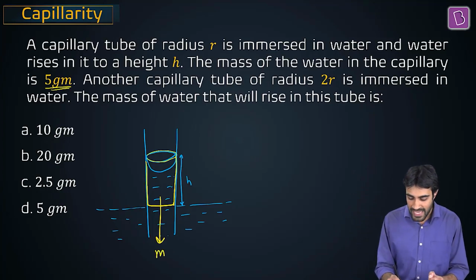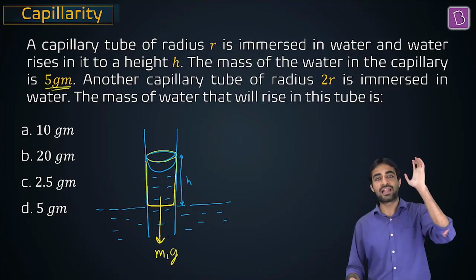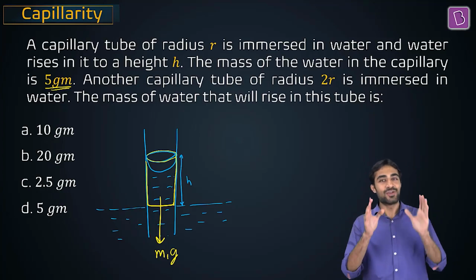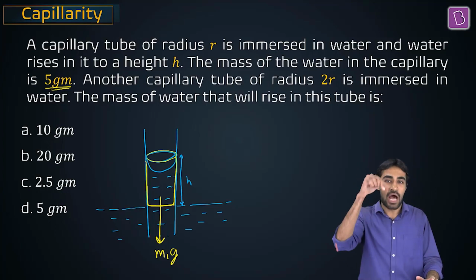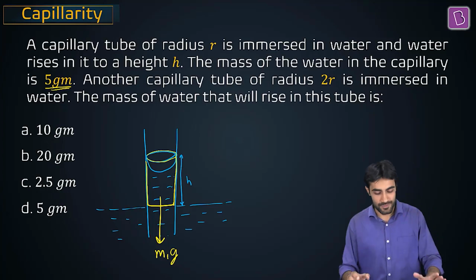So there is some force m1g on this portion due to gravity in the downward direction. Again, I will say the mass is m1, and due to this mass, there is some gravitational force in the downward direction, m1g. Fine? Fine. Now what do we do?